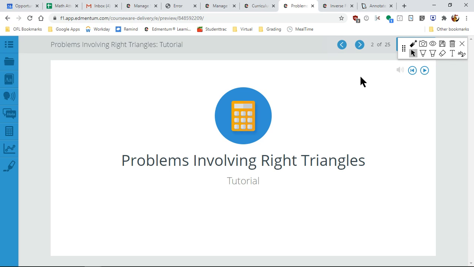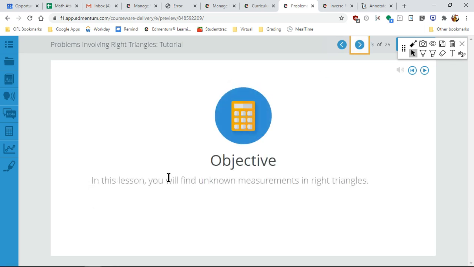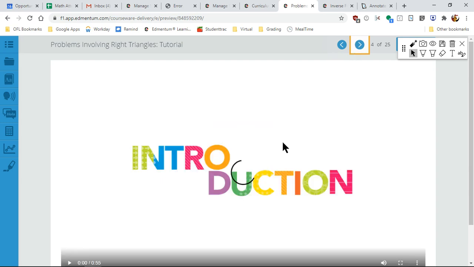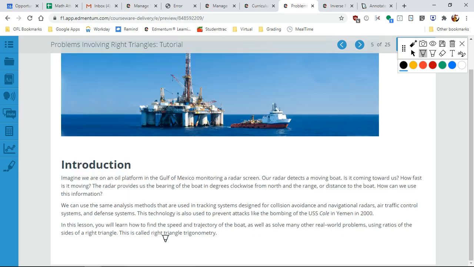So our goal for this unit is going to be using that information. In this lesson, you will find unknown measurements in right triangles. And the reason why it's important is right triangles work perfectly because if it's right, we know exactly the height of it. If it's a little off, we kind of have to make up that gap. And we'll do problems later on how to make up that gap.